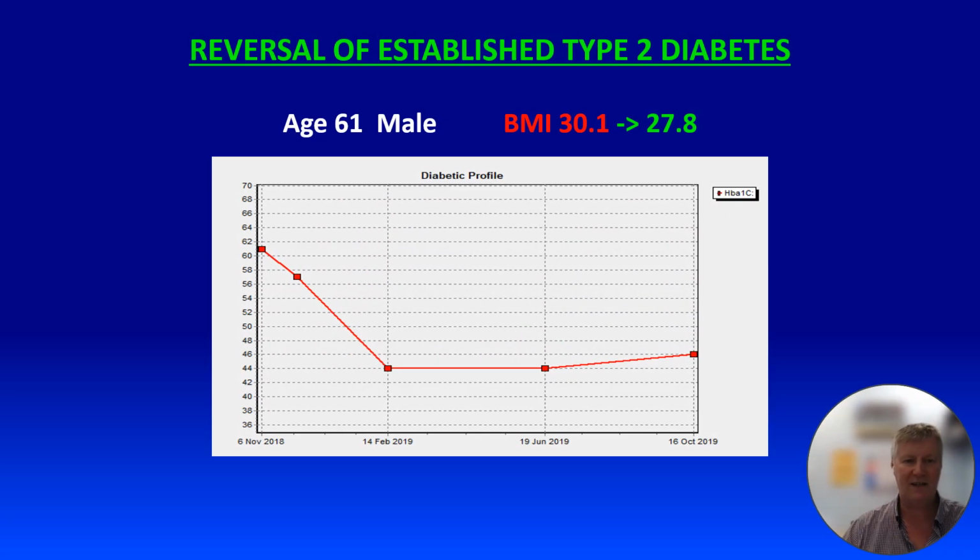Now this is a 61-year-old male who was overweight with a BMI of 30.1, managed to drop that to 27.8. He had diabetes with an HbA1c of about 61. This fell to 44 again in literally 3 to 4 months.